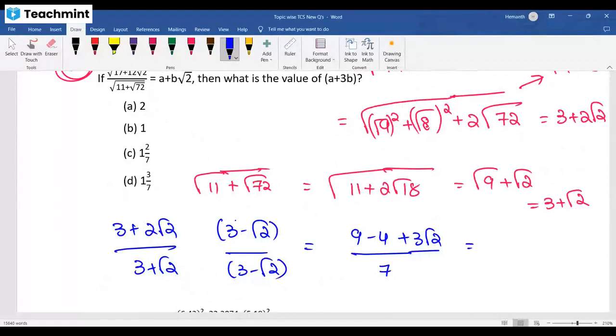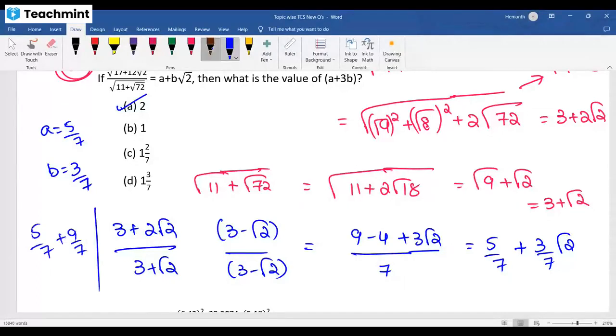You got A value 5 by 7 here, B value 3 by 7. Your job is to calculate A plus 3B. So 5 by 7 plus 9 by 7, I hope you got 2 finally. A plus 3B. Guys, is that clear?